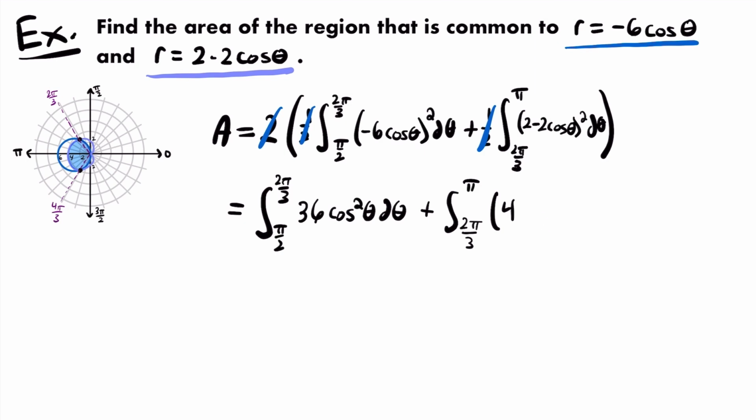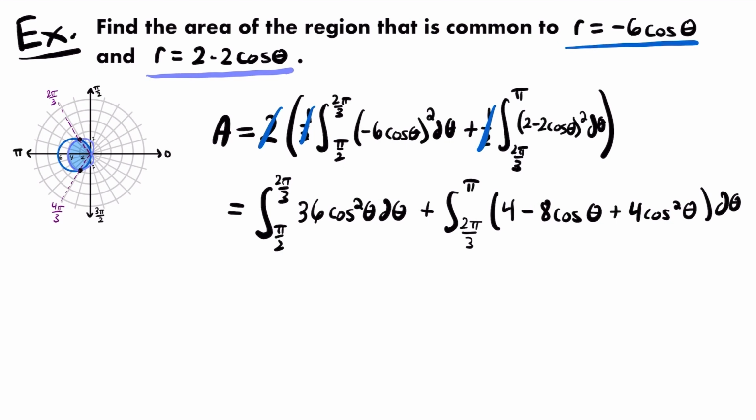So I'm going to erase that plus sign, because now we will have negative 8 times cosine theta. And then we'll add that to the last term squared, and we have negative 2 times cosine theta squared, which will be positive 4 times cosine squared theta. All right, and then don't forget d theta.